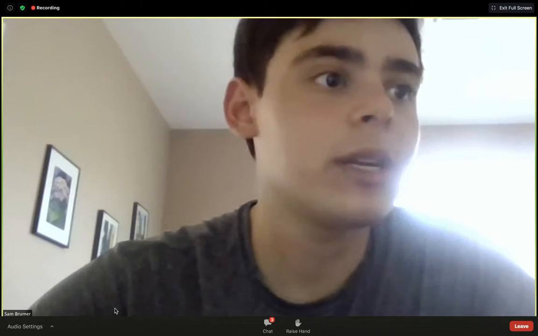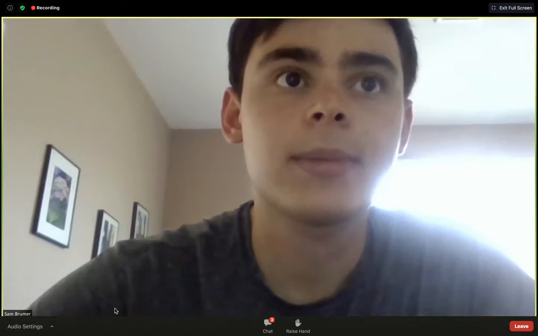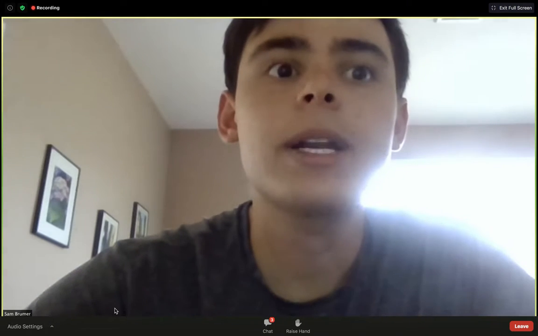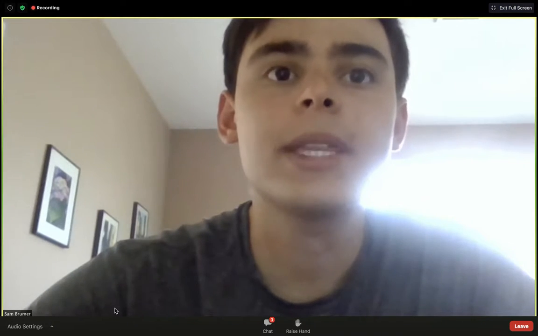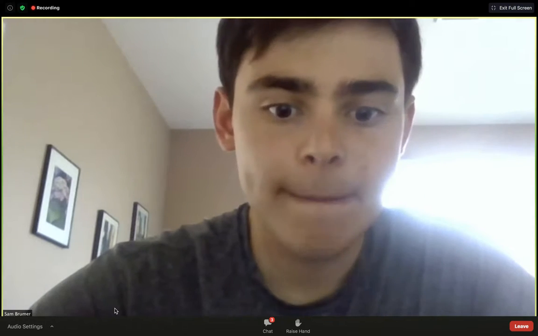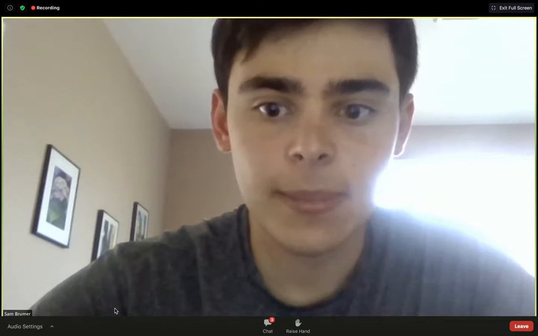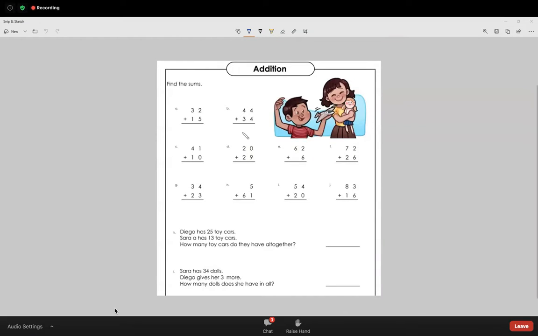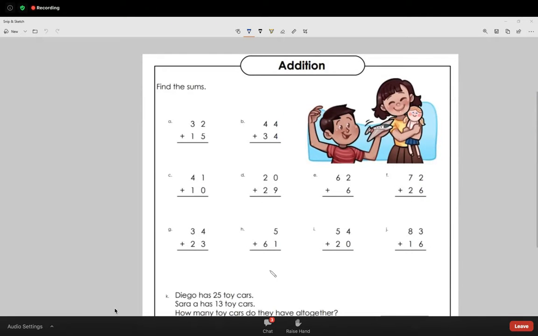So this one's just focusing on addition. For now, we're going to ignore the word problems at the bottom. All right, let me share my screen. So we're just going to talk about addition with 2-digit numbers here. This is something that's going to be very, very tricky, and it's pretty advanced.